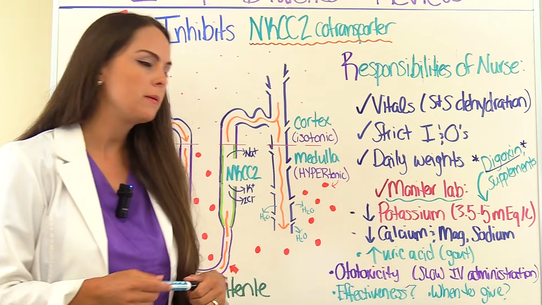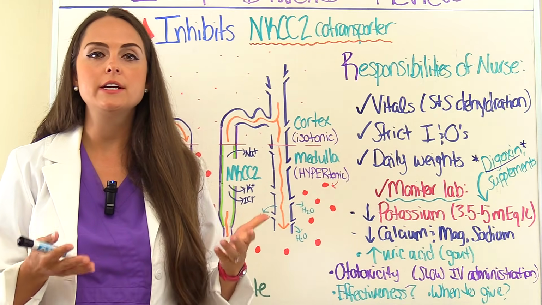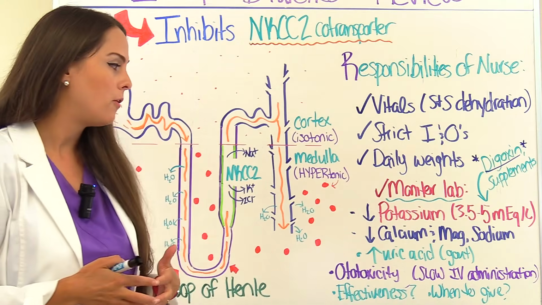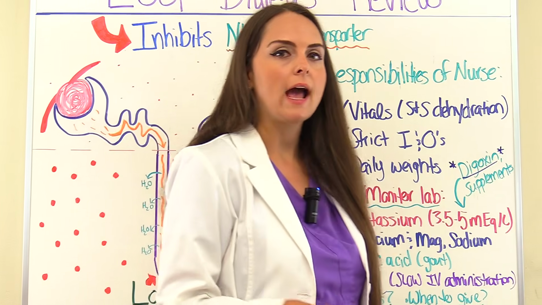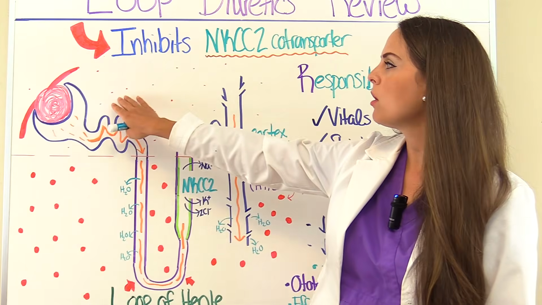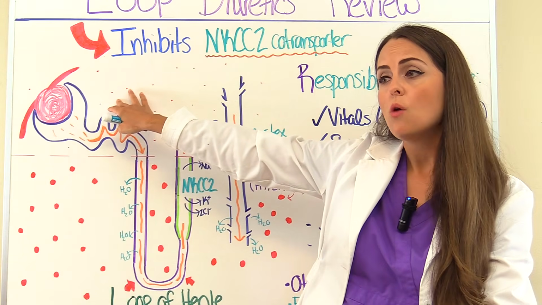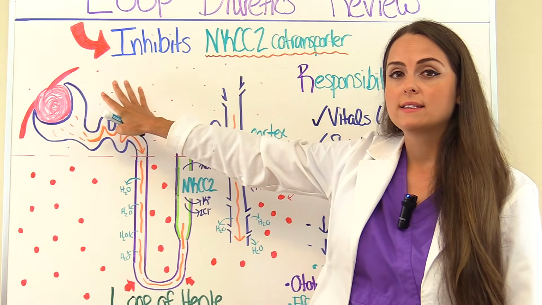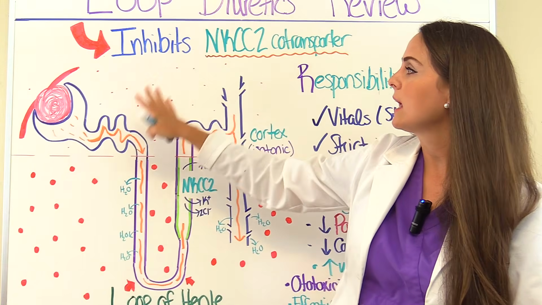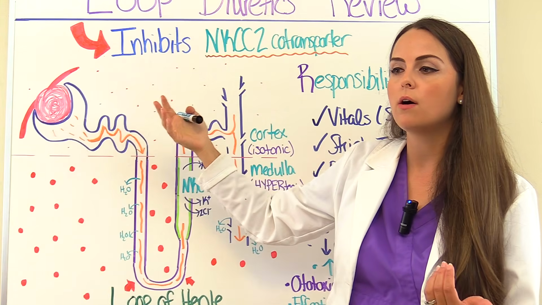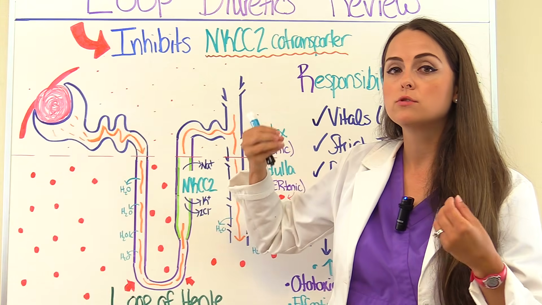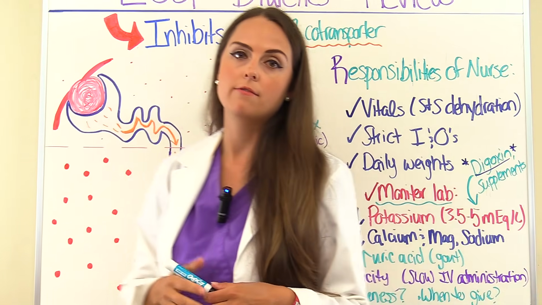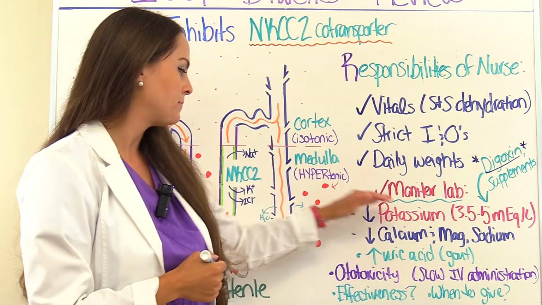Another thing that I want you to remember is that loop diuretics can increase uric acid levels. So watch out for signs and symptoms of gout. And why is it increasing uric acid levels? Well, the proximal convoluted tubule is being affected with how it's dealing with urate. And urate is a waste. And what this medication can do, unfortunately, is cause the body to increase its absorption of urate, which in turn will increase uric acid levels. So that's another thing you have to watch out for.